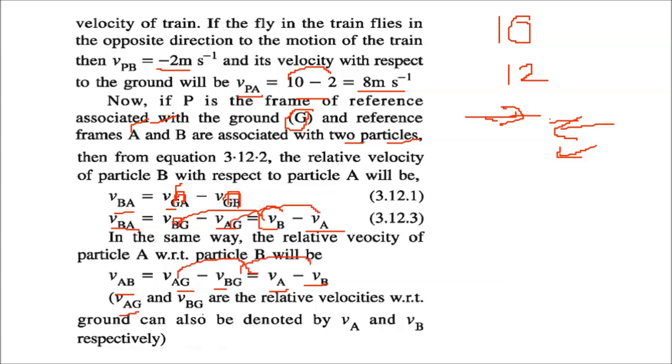So VAG and VBG are nothing but the velocities of A and B with respect to the ground. And what are the velocities of A with respect to ground, B with respect to ground? That is why, because they are relative to the ground, we are saying VA and VB simply.